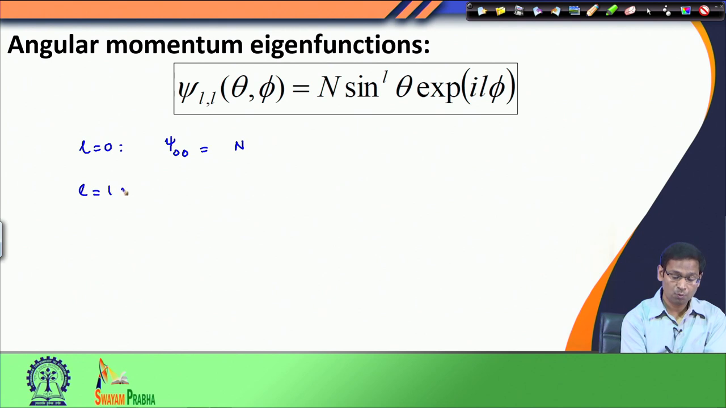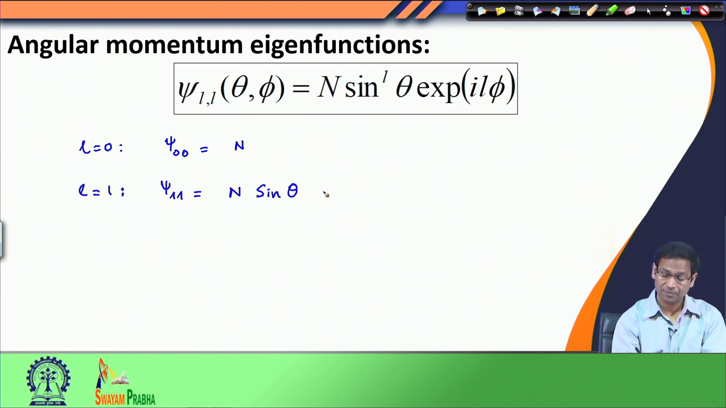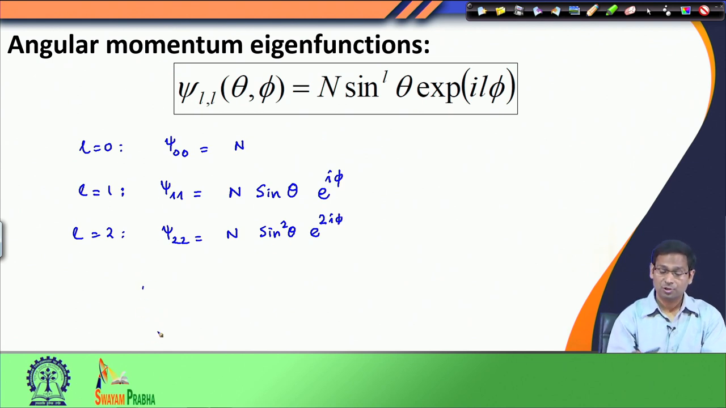When l equals 1, we have psi 1 1 as N, the normalization constant, sin to the power l theta, l is 1, so sin theta e to the power i phi. When l is 2, we have psi 2 2 as N sin square theta e to the power 2 i phi, and so on and so forth. So, for different values of l, we have now obtained the wave function. But one thing that is not known yet is the normalization constant N. In the next lecture, we will start from this point and see how we can normalize these eigenfunctions and what the normalization constants are.